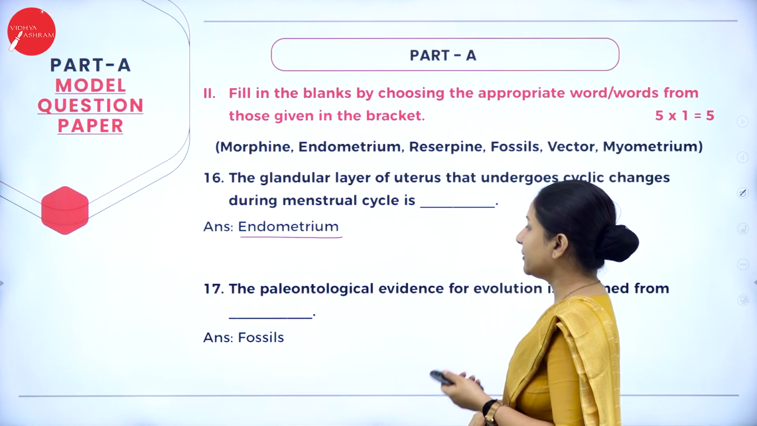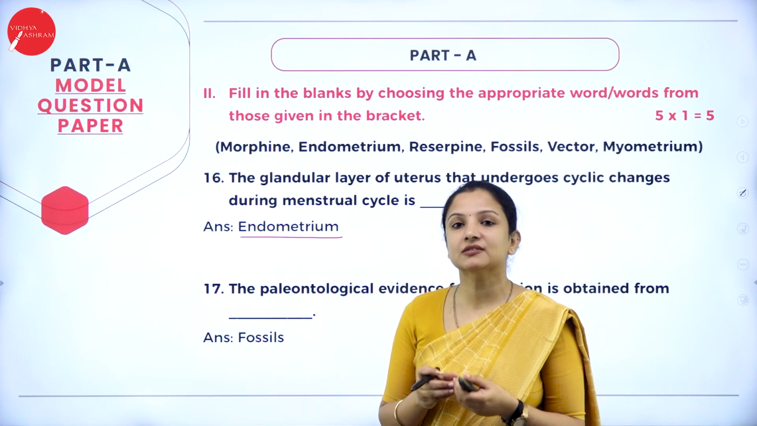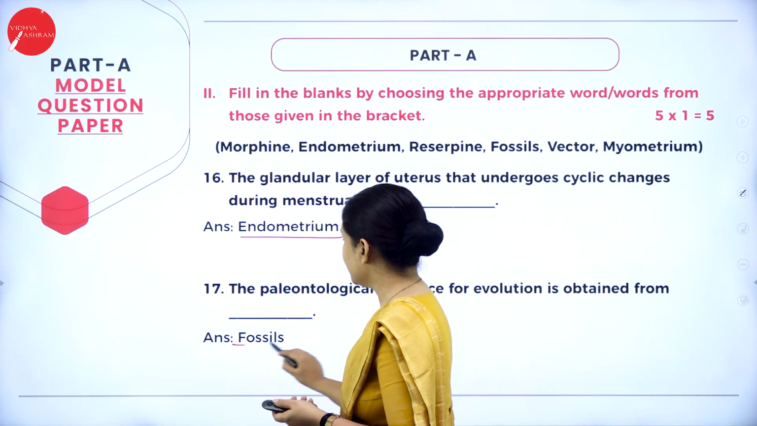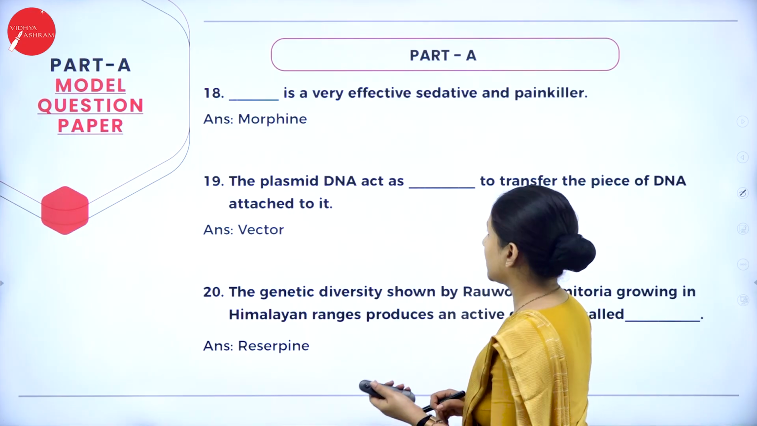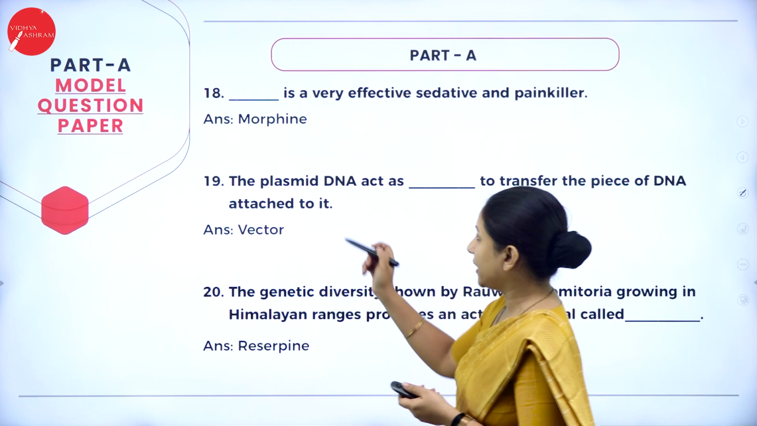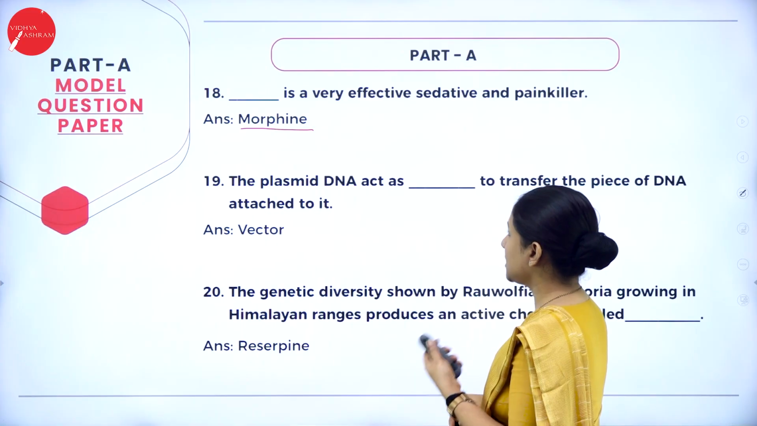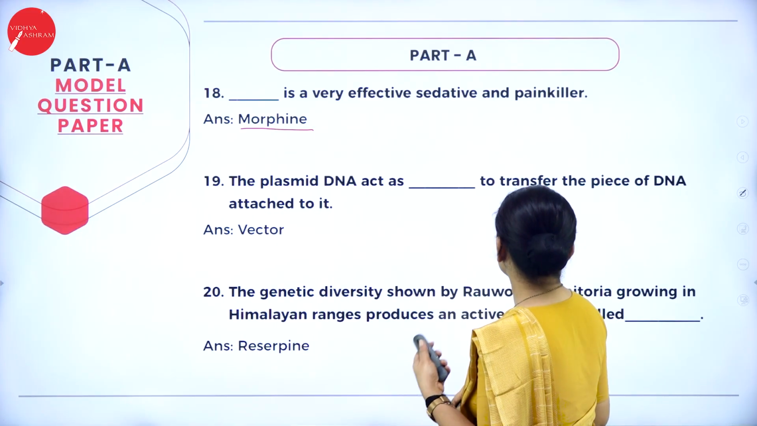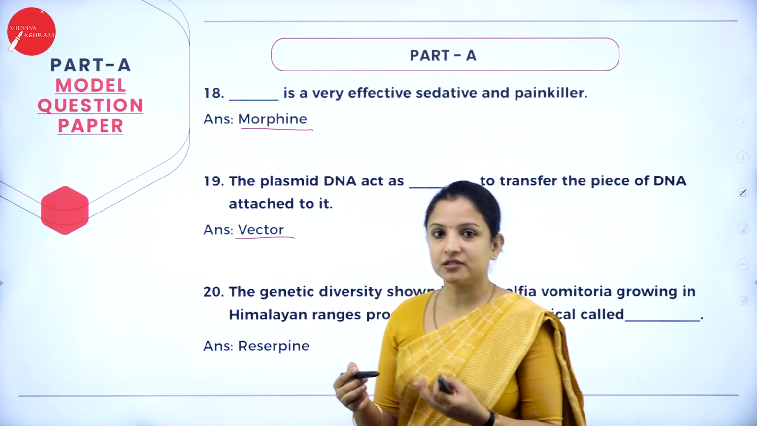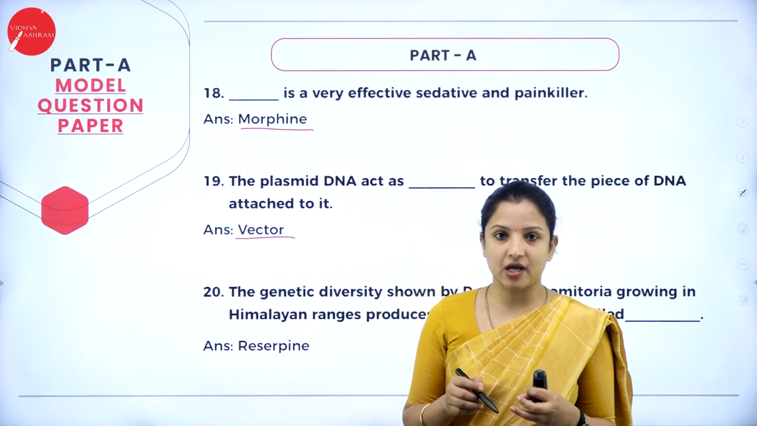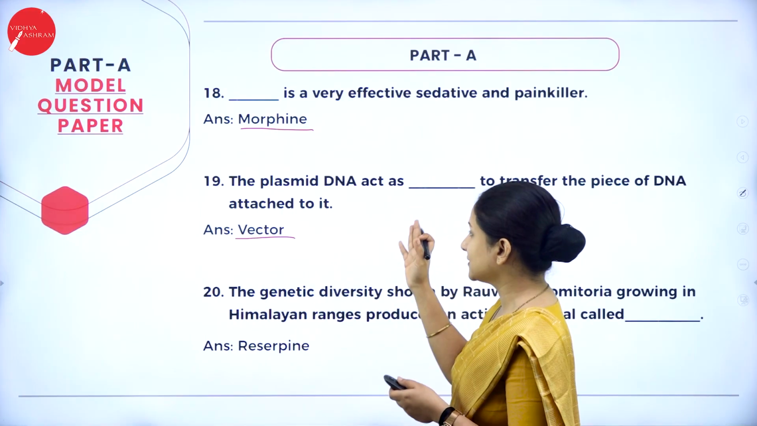Next, fill in the blank. The paleontological evidence for evolution is obtained from dash. Paleontology is nothing but the study of fossils. So therefore the answer is fossils. Next question. Dash is a very effective sedative and painkiller. A very effective sedative and painkiller is morphine, which is a drug. Next, fill in the blank. The plasmid DNA that acts as dash to transfer the piece of DNA attached to it. It acts as a vector. Vectors are nothing but carriers which help in carrying the DNA strand from one particular organism into another organism of our interest. So therefore, it is a vector.